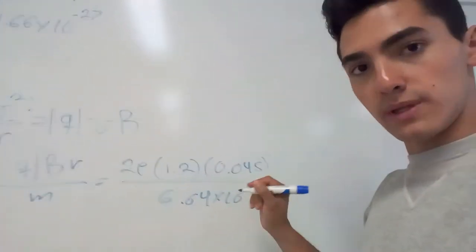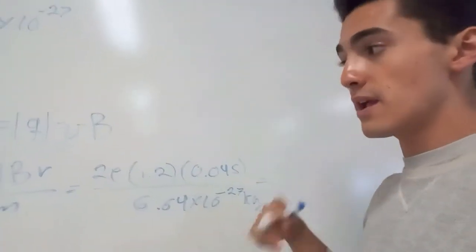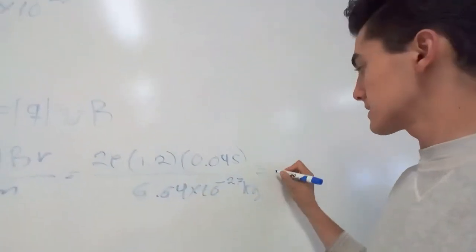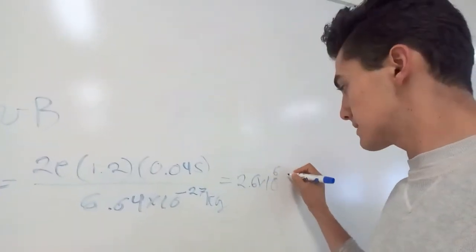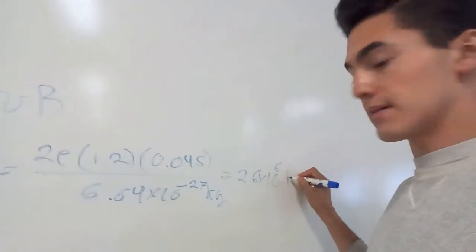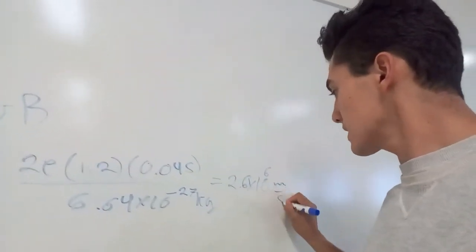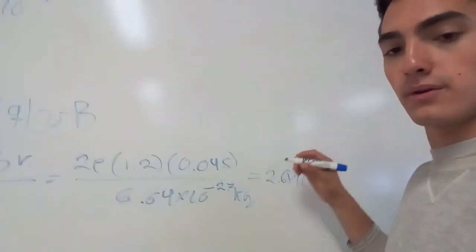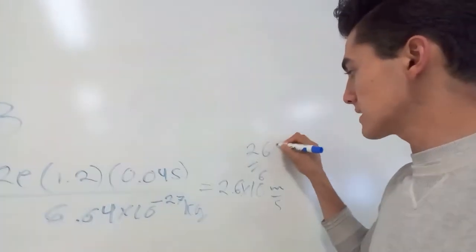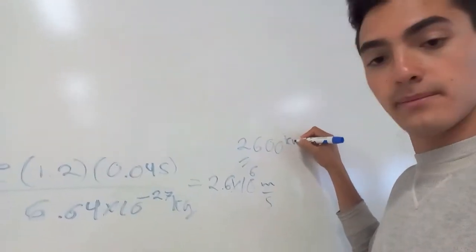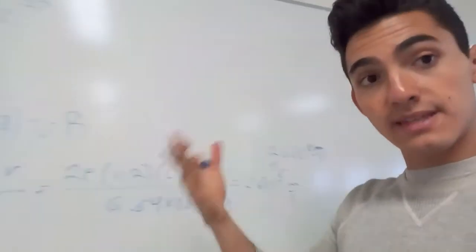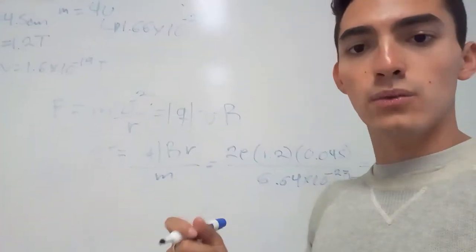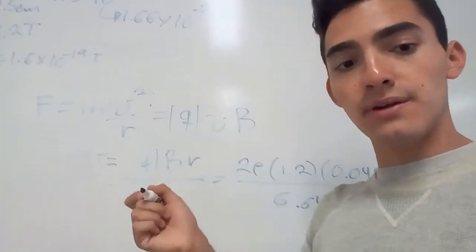Once we have this, we only put it in the calculator, and we will obtain that the velocity is equal to 2.6 times 10 to the 6 meters per second. That this is equal to 2,600 kilometers per second. Okay. So then, for the next letter, we are asked to find the period.